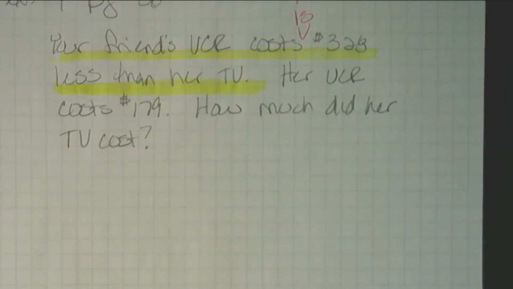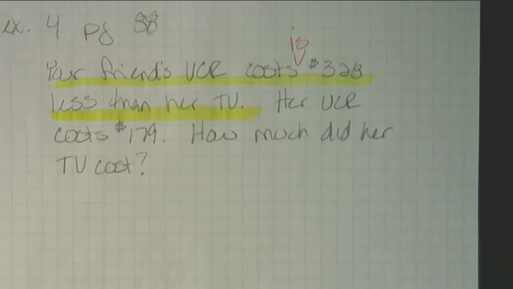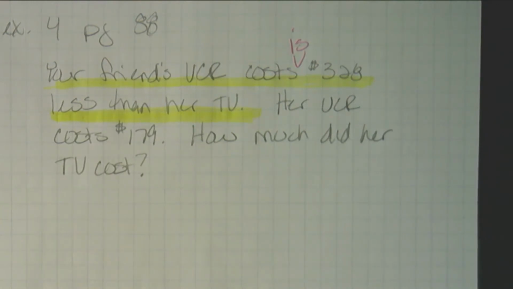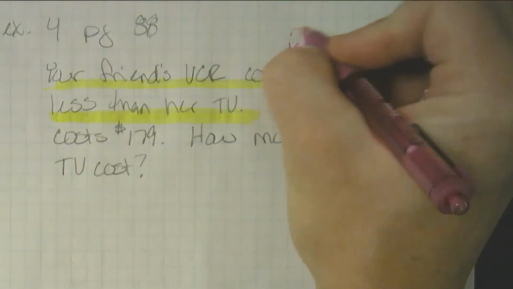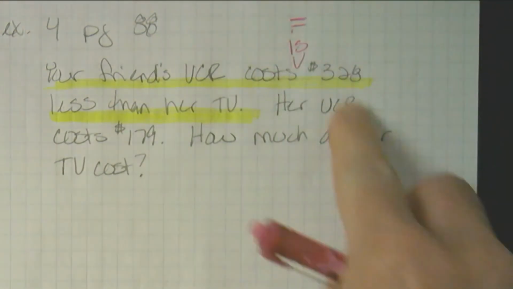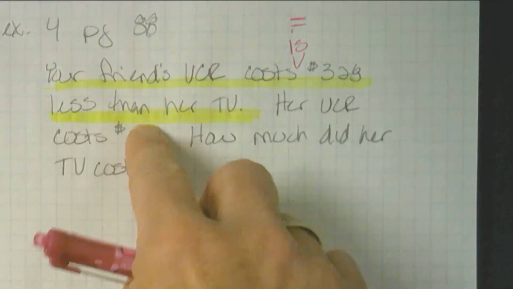Her friend's VCR cost is, what operation or what goes with "is" in math? Come on, you guys. We already did ones like this. What is "is"? It's equals. Is equals. The cost is, cost equals. So the friend's VCR cost is $328 less than her TV.